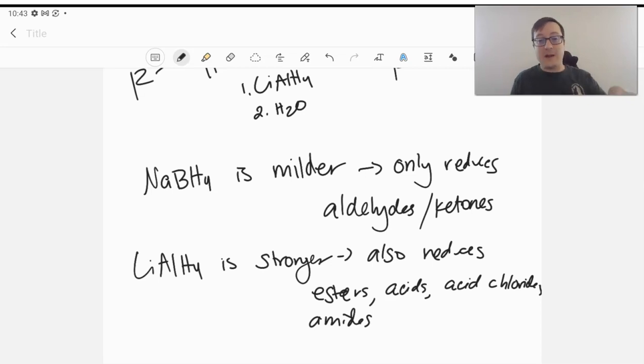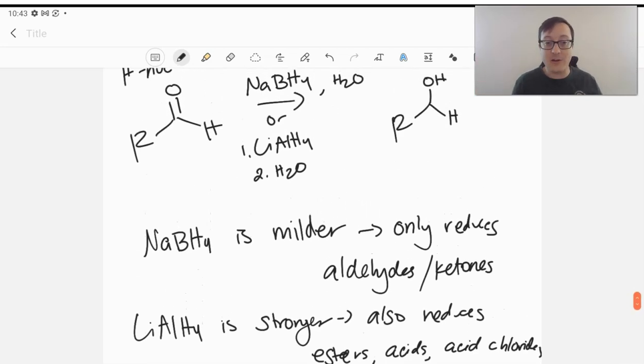While we have not covered yet acids, esters, acid chlorides, amides, which is next chapter, so we will cover them soon, be careful about using lithium aluminum hydride in the presence of those because you will reduce those as well. If you want to reduce everything, that's fine. However, if you only want to reduce your aldehyde or ketone, you'll want to use the borohydride.